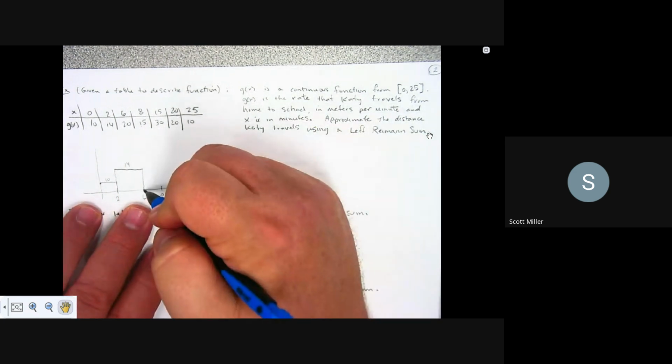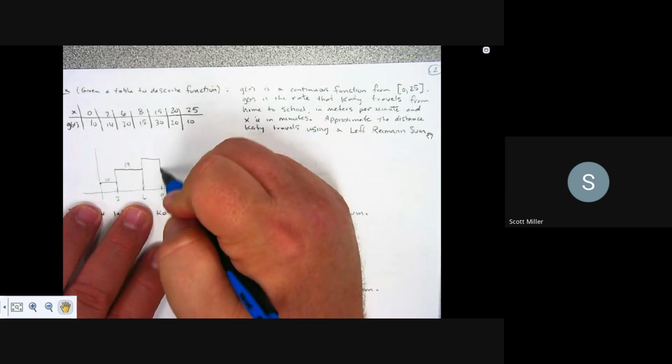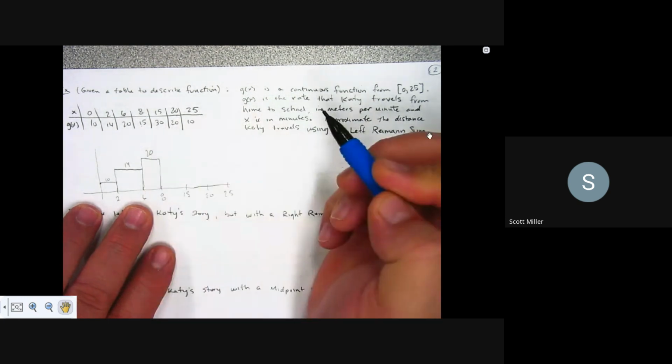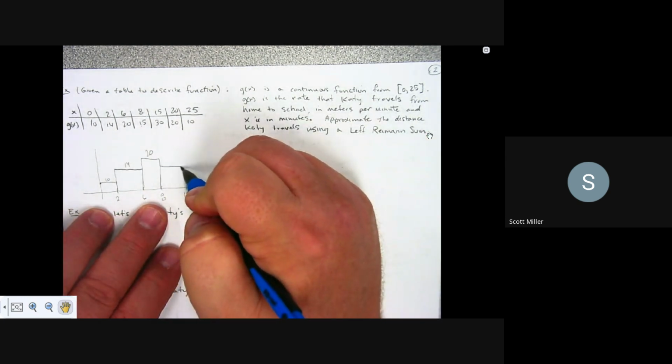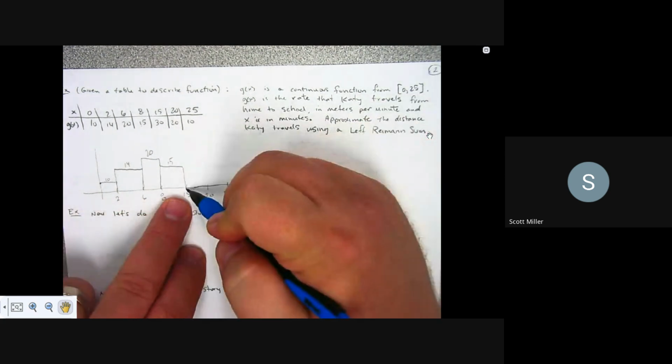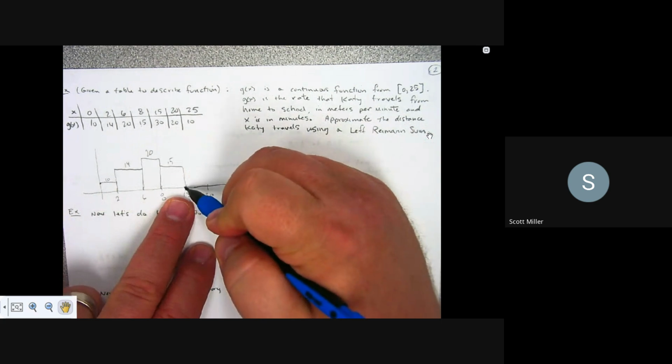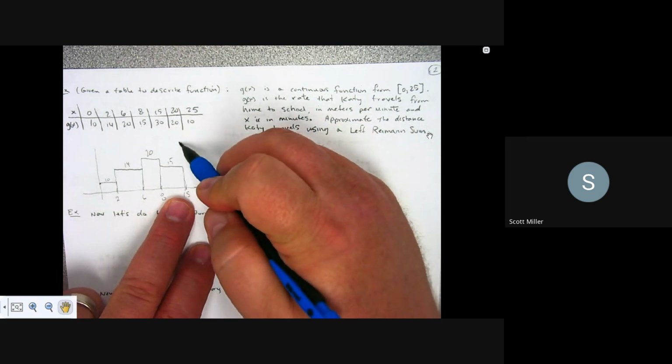I'm going to start here at 6. I'm going to go up and go across, and that's to 20. At the 8, I'm going to go up to here and go across because that is 15. Then from here is the left, so I'm going to go up to 30 and go across.